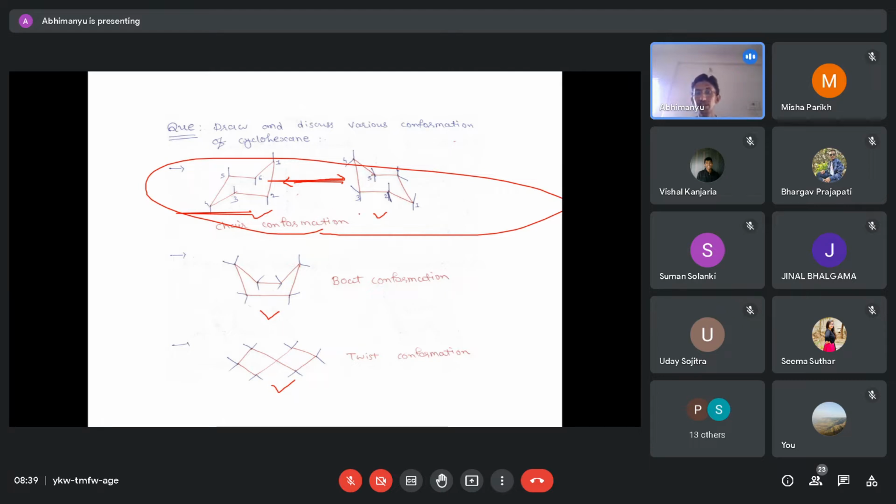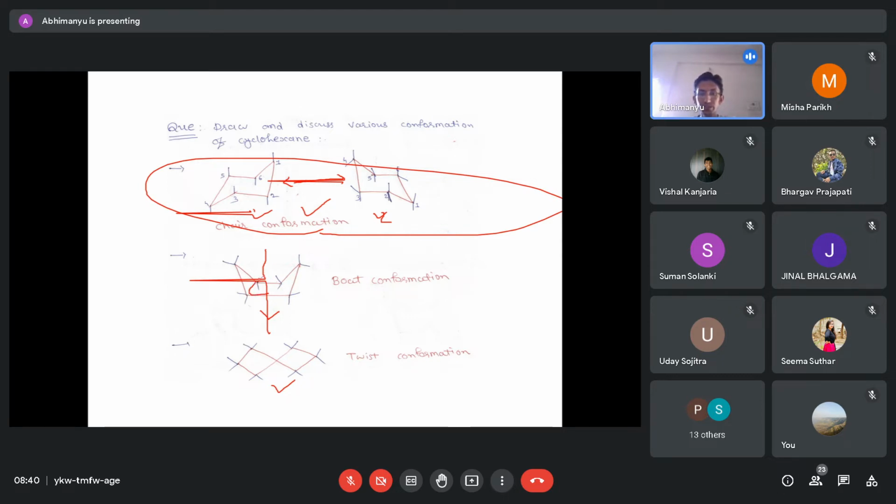So chair conformations are interconvertible structures. One structure can convert into another and another can convert into the first structure. So these are highly unstable structures, chair conformations. Hence the energy of the chair conformations is high as compared to the others. Next one is the boat conformation. Yes, total symmetry is present, totally symmetrical molecules, so it is stereochemically unstable.